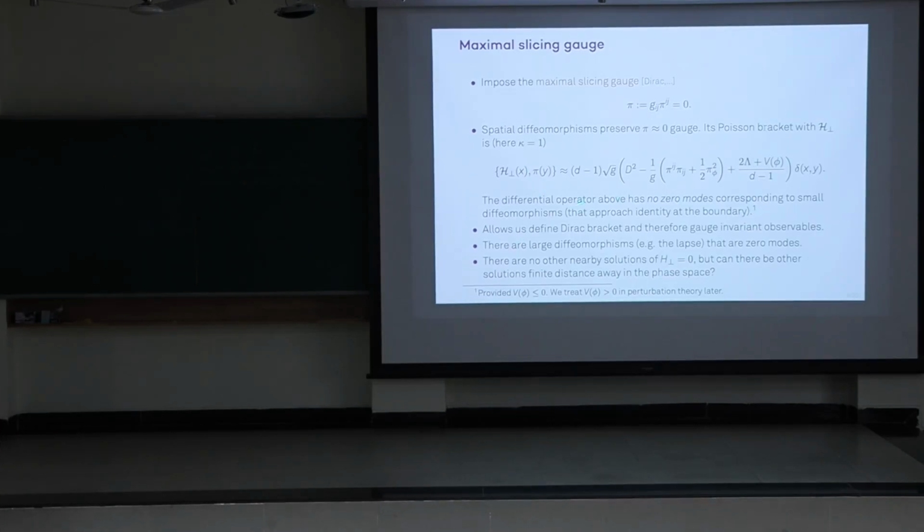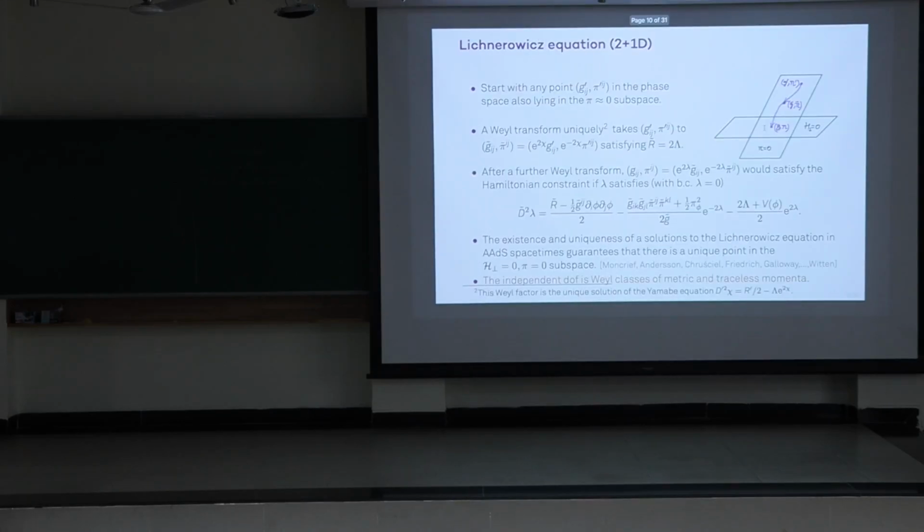So the invertibility of this operator tells you that there are no nearby solutions of h perp equal to 0. If you already satisfy h perp equal to 0, nearby there are no other solutions. That's basically the quality of a good gauge. But are there solutions a finite distance away in the phase space? So basically I'm asking, can you fix this gauge globally in the phase space? And the answer to that question is yes, you can fix this gauge globally.